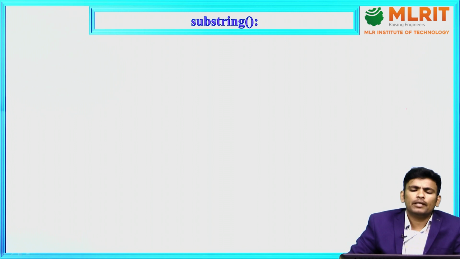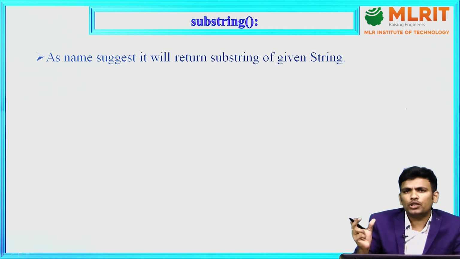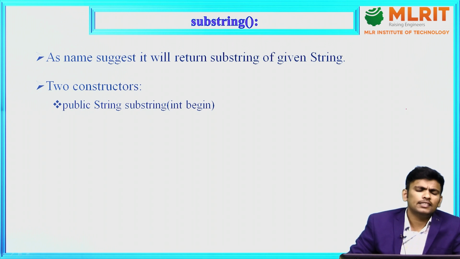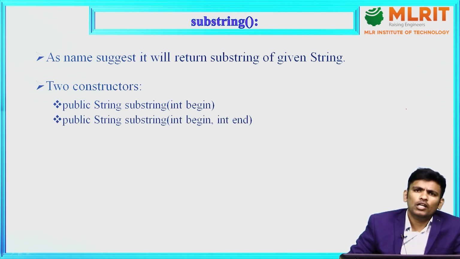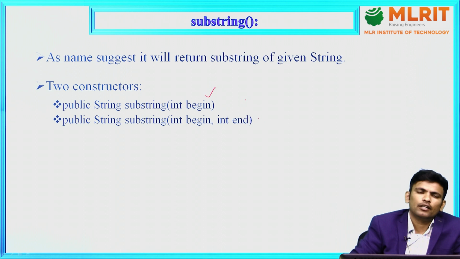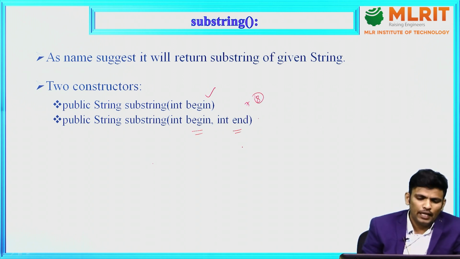Substring method: it returns a portion of the string. If you want to retrieve some portion of the string, you can use the substring method. Here it has two forms: one is only the begin index, and the second is begin and end. If you pass the begin index, it will print from begin to the rest of the string. If you use begin and end, say end is 8, it will only print till 7. It will ignore 8, meaning end index minus 1 is printed.